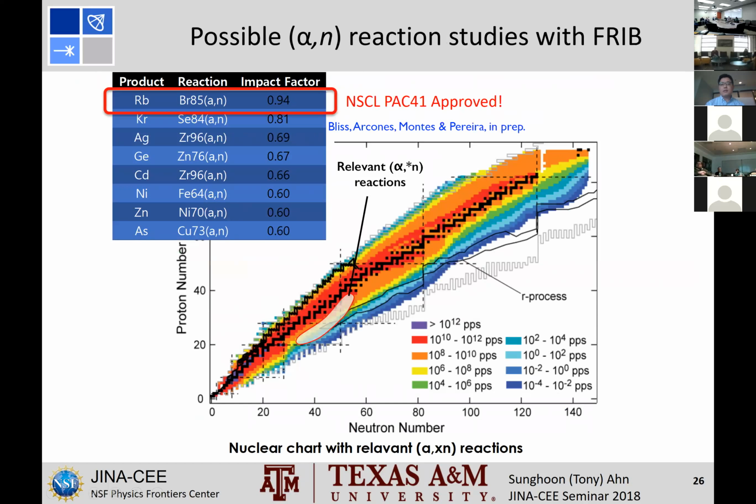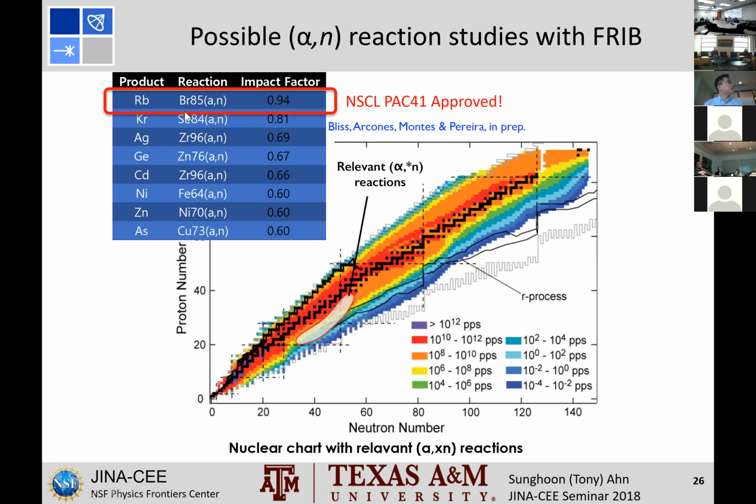shows the projected beam intensity of FRIB with the overlap of relevant (alpha,n) reactions. You can see that the beam intensity in this region is about 10^6, or 10^7 or 10^8. I also show the list of important (alpha,n) reactions. When FRIB has started, we can also study these reactions, which I'm hoping for.